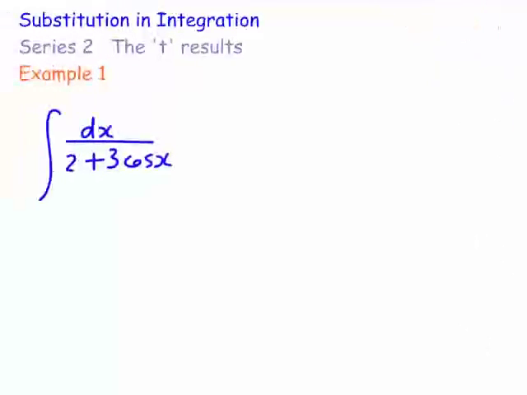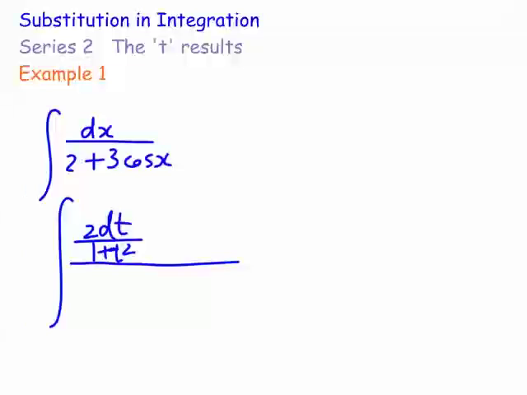Let's have a look at example 1. Here we have dx on 2 plus 3 cos x. Now, normally we use the t results when we have something like a cos x or a sin x floating around by itself, and you'll see we're going to go through a few examples. With the dx, you might remember, we put in 2 dt on 1 plus t squared. So we're just going to transform this integral via the substitution.